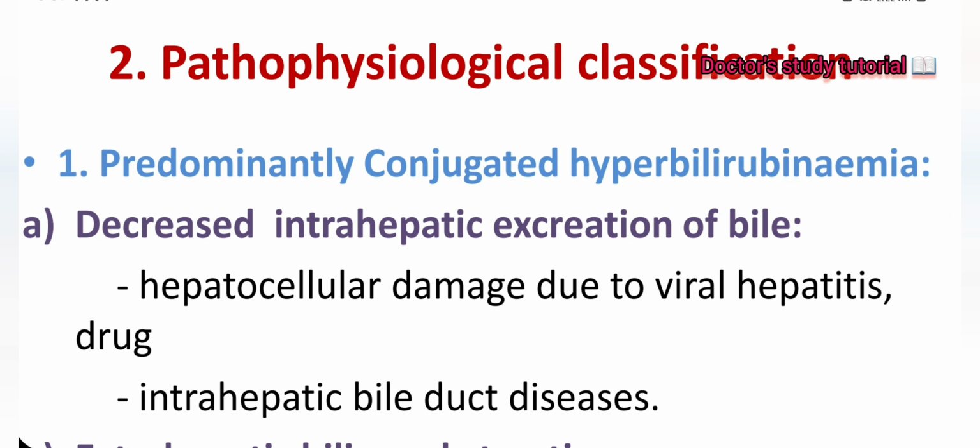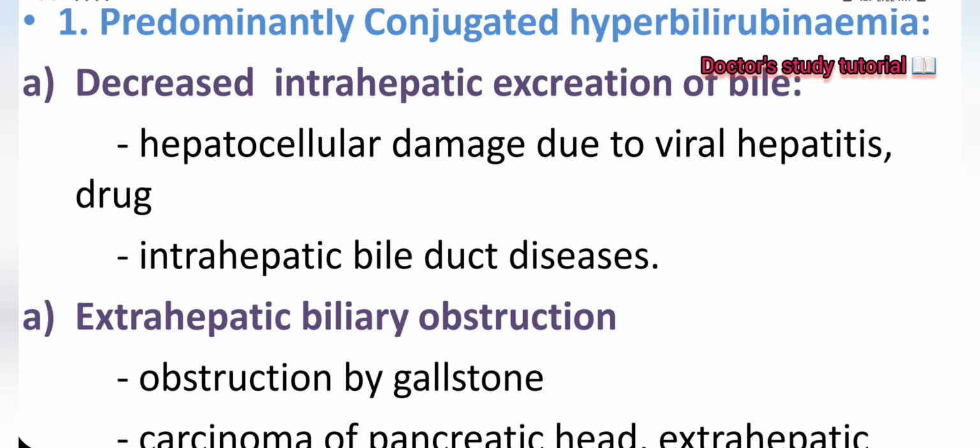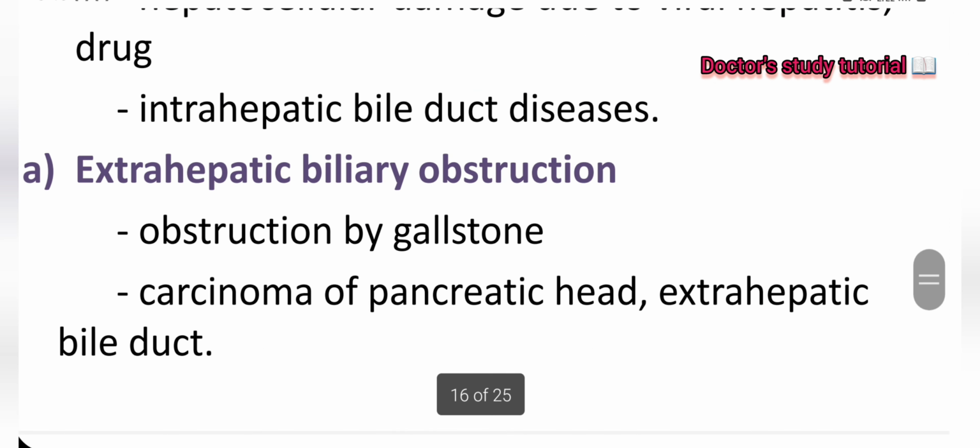Another classification is pathophysiological classification. They are predominantly conjugated hyperbilirubinemia and predominantly unconjugated hyperbilirubinemia. Predominantly conjugated hyperbilirubinemia: decreased intrahepatic excretion of bile, extrahepatic biliary obstruction. In decreased intrahepatic excretion of the bile: hepatocellular damage due to viral hepatitis, drug, intrahepatic bile duct disease. In extrahepatic biliary obstruction: obstruction by the gallstone, carcinoma of the pancreatic head, and extrahepatic bile duct.